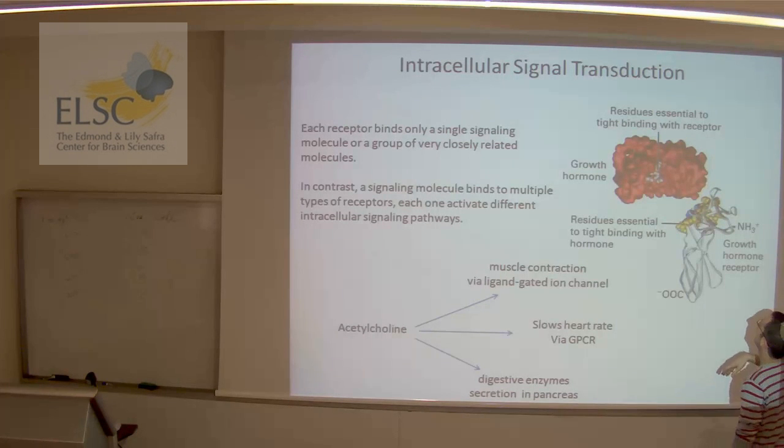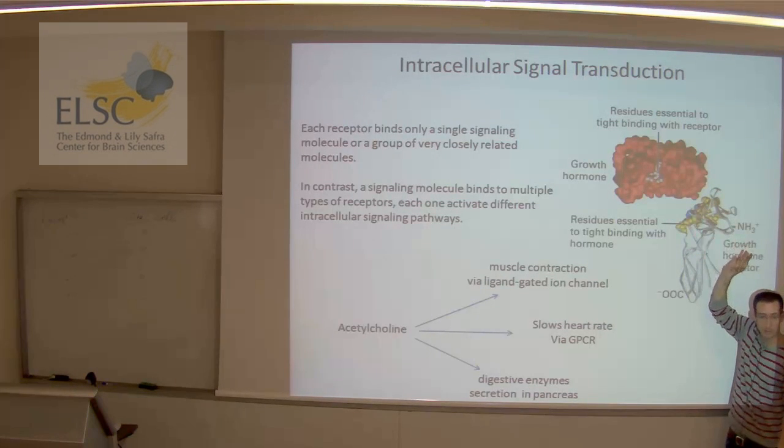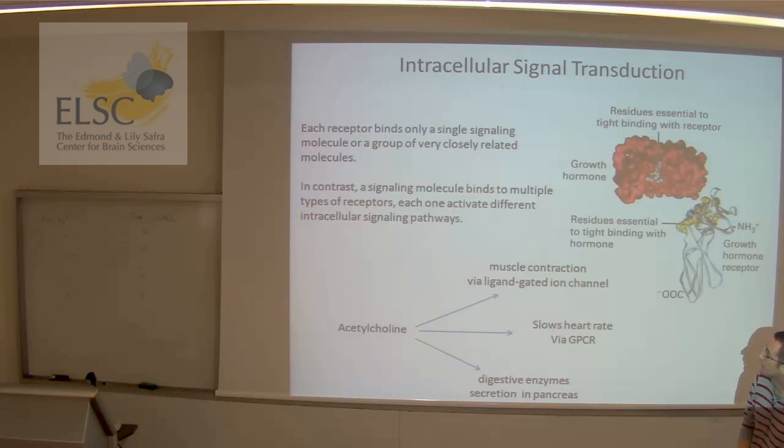Of course, it's enough to change the signaling molecule just a bit, in one or just several amino acids, for the receptor not to recognize it at all. And so as we said, each receptor binds only a single signaling molecule or a very specific domain in it.